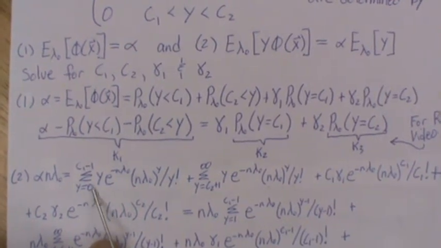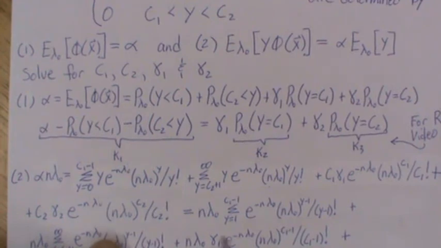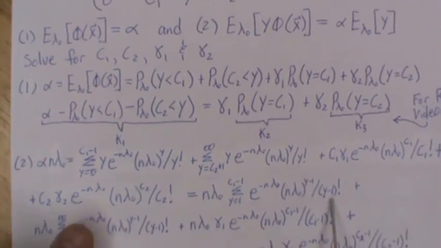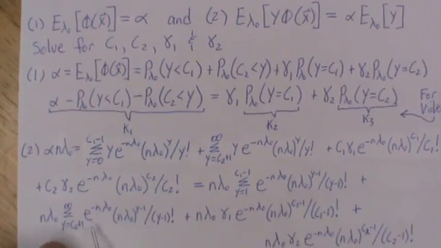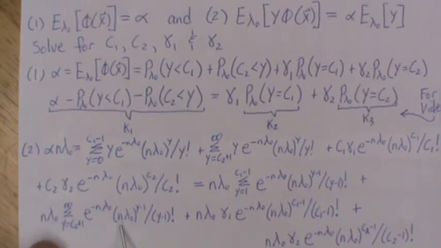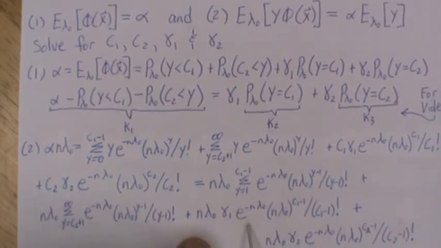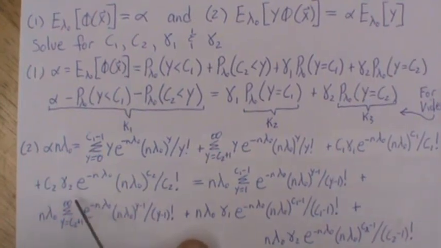And note that when y is 0, this is 0, so you might as well start at y equals 1. The y cancels with one of those, and we take out one of these to make this y minus 1, which is the same as this. We do that same trick for this one. We bring out an lambda naught, so it's y minus 1. That y cancels with one of those, leaving this.